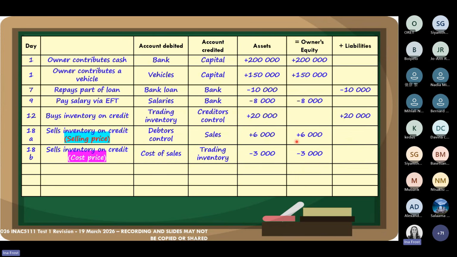But then the second transaction, and this is the one students sometimes forget about, is that this transaction also impacts our trading inventory and our cost of sales.